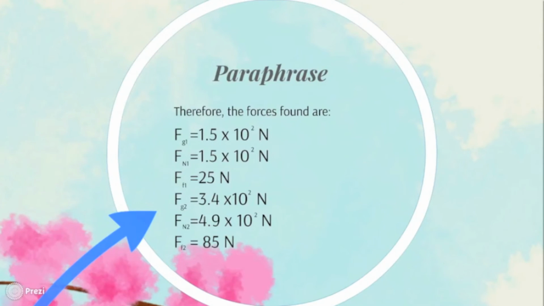In conclusion, we have found 6 forces. Force of gravity on 1 and force of the normal on 1 are both 1.5 times 10 to the 2 newtons. Force of friction on 1 is 25 newtons. Force of gravity on 2 is equal to 3.4 times 10 to the 2 newtons. Force of the normal on 2 is 4.9 times 10 to the 2 newtons. And force of static friction on 2 is 85 newtons.